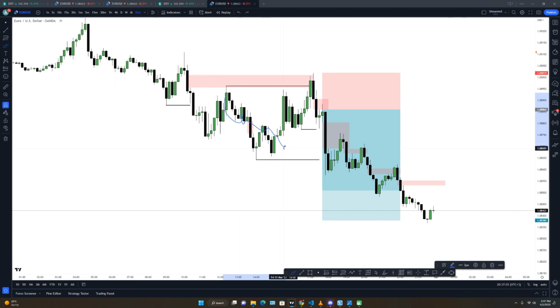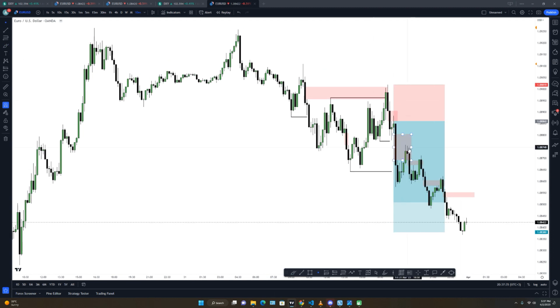Price gave some sells, then when price filled everything, it rallied away, filled the extreme gap left, then gave a sell setup. So this is how you can get this sell, based on the ICT concept.